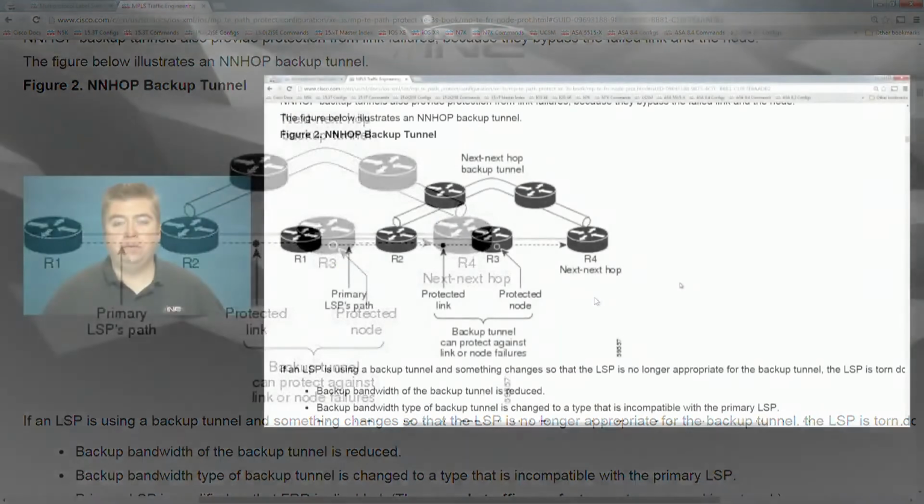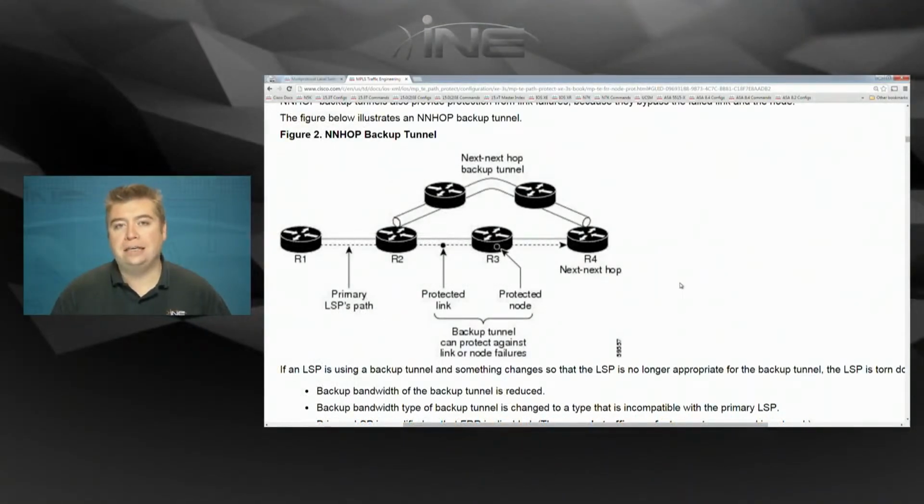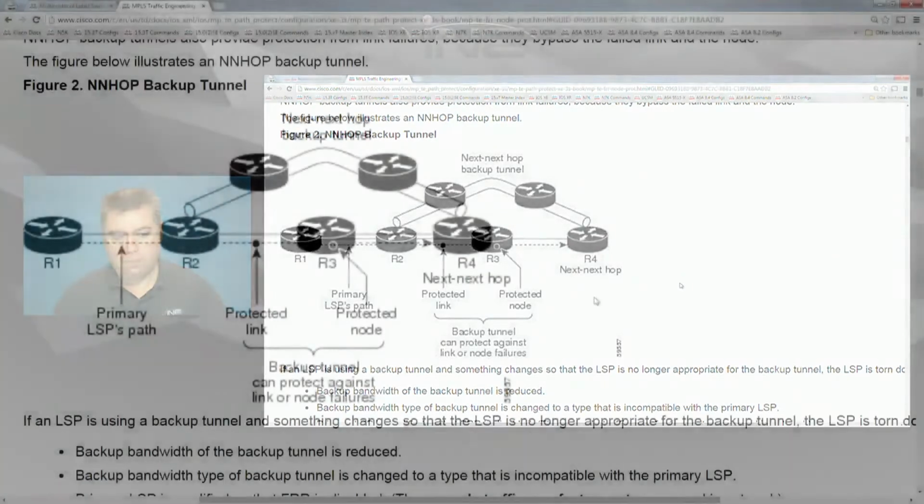Okay, what this means from a configuration point of view is just that the tunnel destination is different. So there's no CLI difference between a link or node protection. It's just you say, is the destination the directly connected merge point, or is it the indirectly connected merge point, which makes it the next hop?